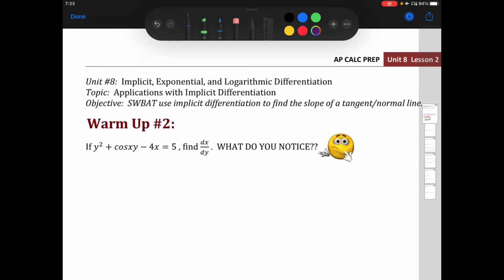Hey guys, welcome to Unit 8 Lesson 2. Our topic today is Applications with Implicit Differentiation. So I want you to pause the video and try the warm-up. Be careful while you're doing that warm-up.